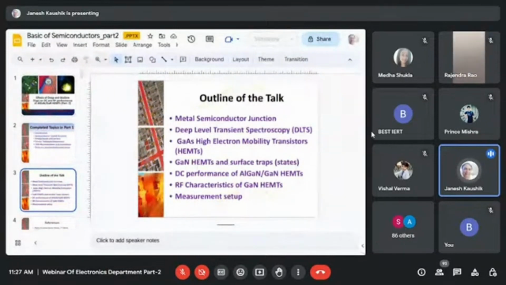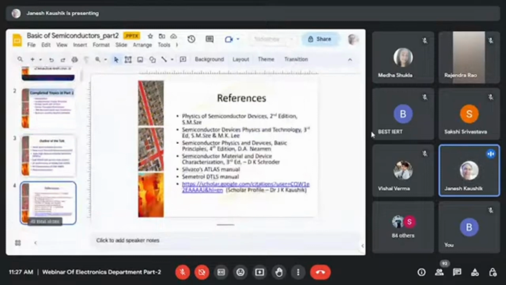After that, I will present some RF characteristics of the gallium nitride HEMT and the measurement setups being used in our lab. I will present a brief introduction about them. These are the references. In addition to books, I will follow the publications. You can see the list of publications on my Google Scholar profile, and I will be using some of the view graphs from those research papers to introduce these particular topics.